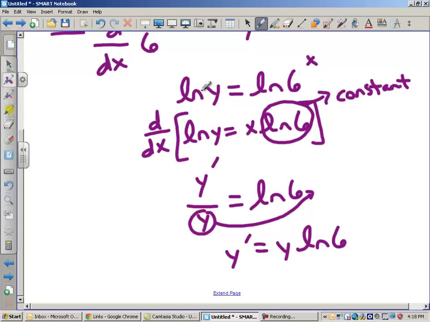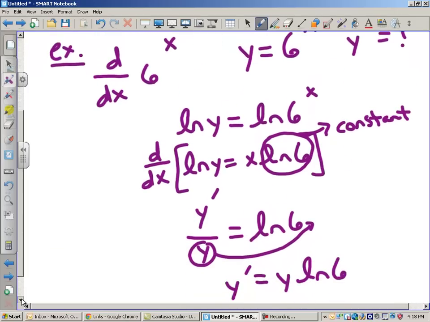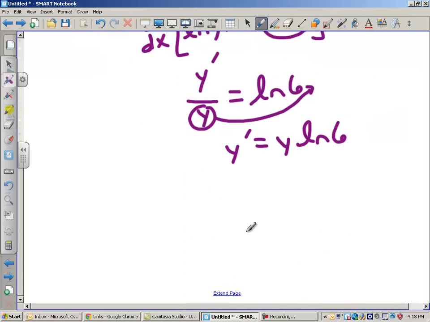And this again is interesting. I get a derivative that is proportional to the original function. What was my original function? Well, it was 6 to the x. So this means that my derivative, y prime, is 6 to the x times the natural log of 6.